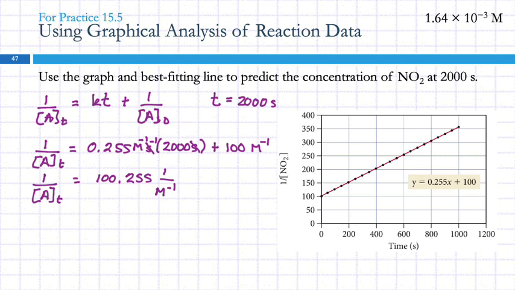No. This looks really weird. I forgot to multiply by 2,000. We'll blame that on Monday. 0.255 times 2,000 plus 100. That looks a little better. So 610, that's all the digits the calculator gives me. And the unit is M to the minus 1.